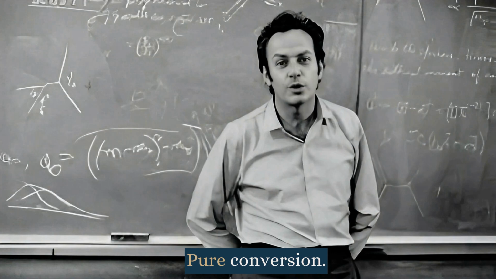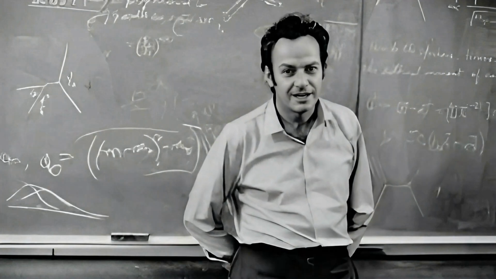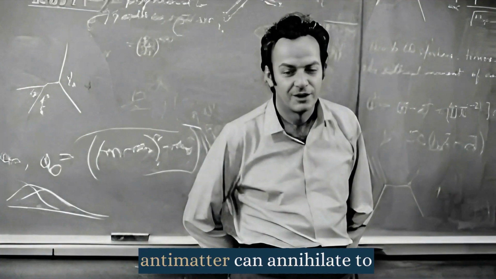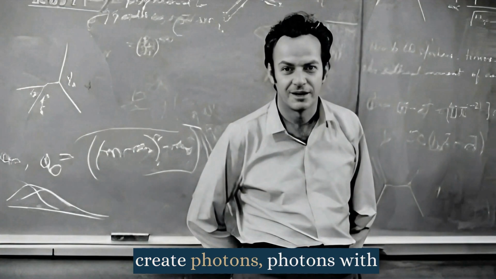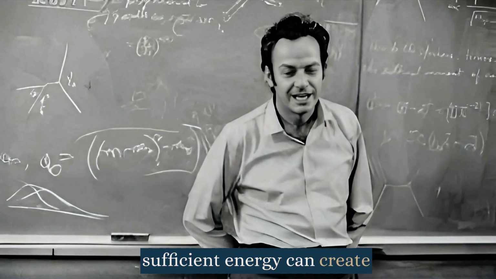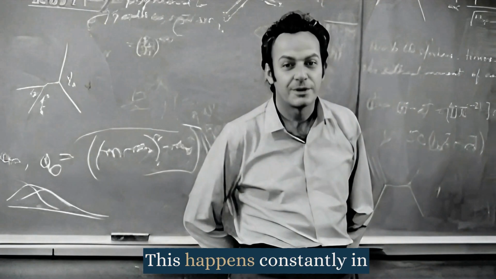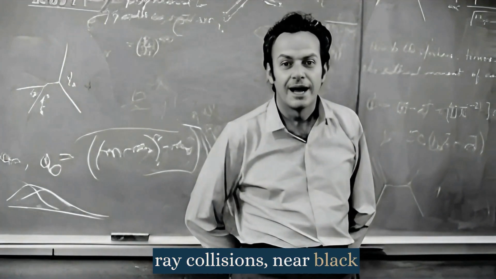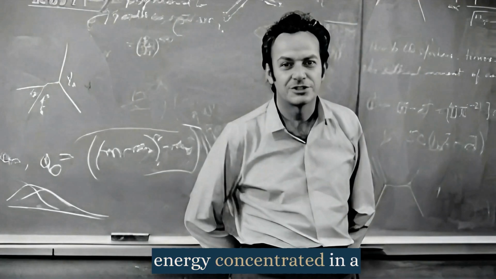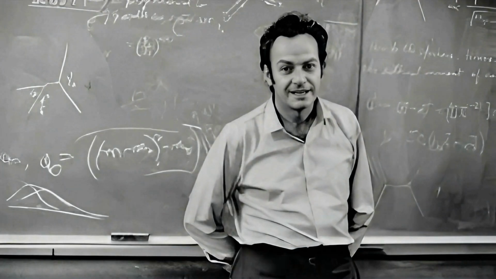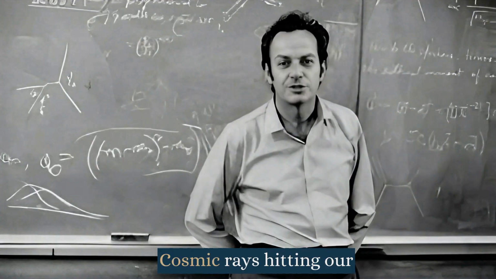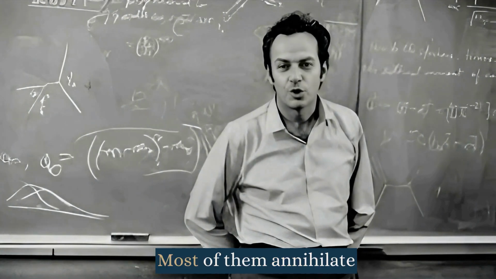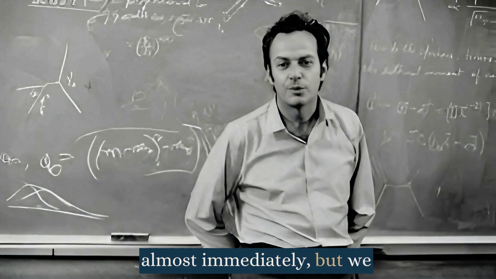Think about that. Pure conversion. Mass becomes energy. Nothing left behind. The process is perfectly reversible. Just as matter and antimatter can annihilate to create photons, photons with sufficient energy can create matter-antimatter pairs. This happens constantly in particle accelerators, in cosmic ray collisions, near black holes, anywhere there's enough energy concentrated in a small enough space. It's happening right now, actually. Cosmic rays hitting our atmosphere, creating antiparticle pairs. Most of them annihilate almost immediately, but we can detect them.